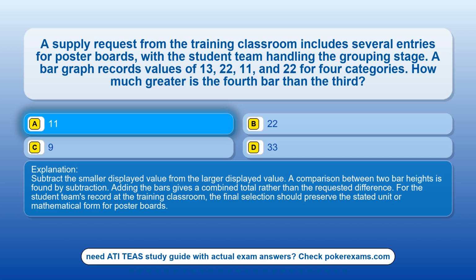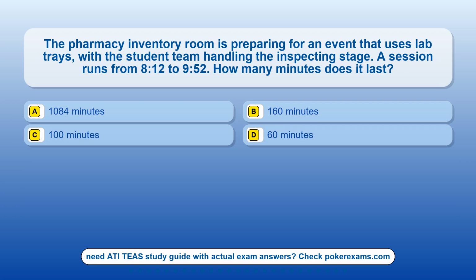For the student team's record at the training classroom, the final selection should preserve the stated unit or mathematical form for poster boards. Question 13. The pharmacy inventory room is preparing for an event that uses lab trays, with the student team handling the inspecting stage. A session runs from 8:12 to 9:52. How many minutes does it last?